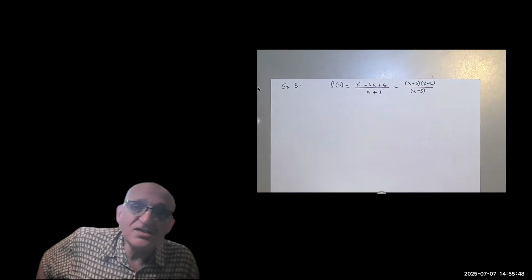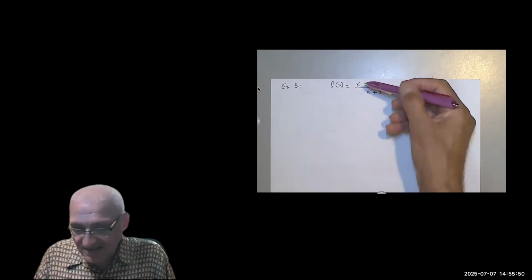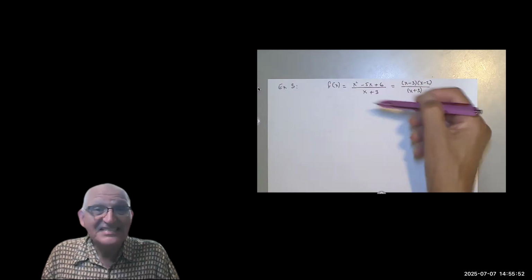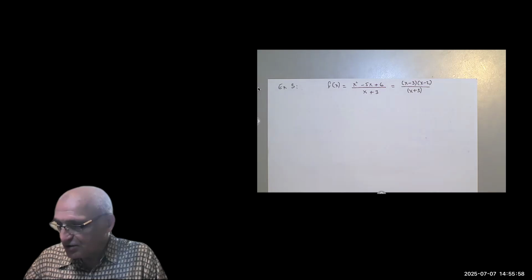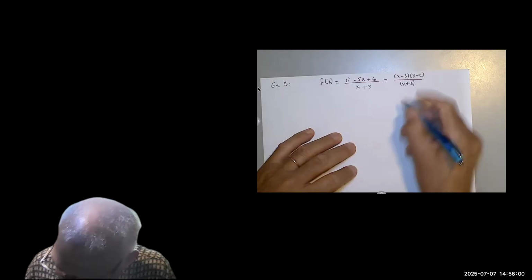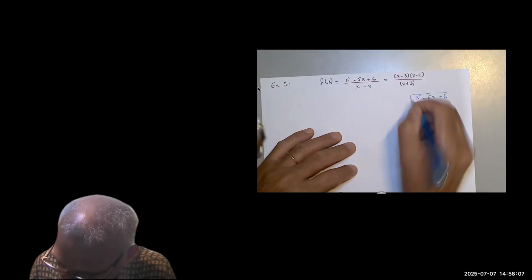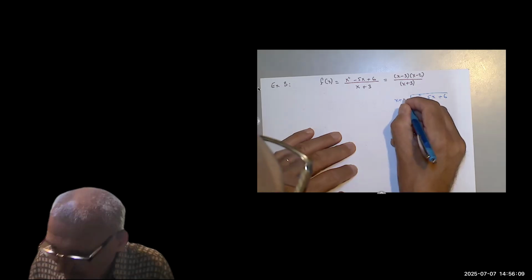So now we need to see, since the degree of the numerator is greater than that of the denominator, I have to do long division. So let's do that. Let's say x squared minus 5x plus 6 divided by x plus 3.